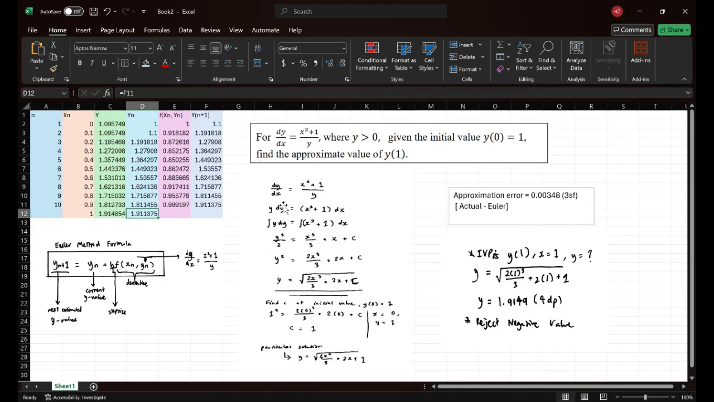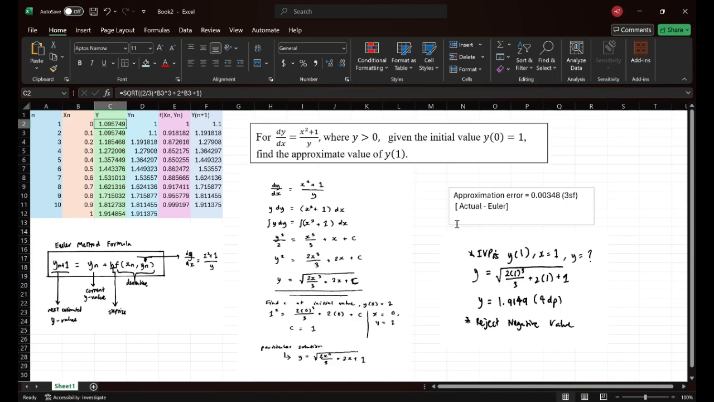Over here, I solved for the exact solution, and the particular solution is y equals the square root of 2x cubed over 3 plus 2x plus 1. I got this when I solved it regularly. To find this value, I plugged in x equals 1, as you can see over here. When I did that in this solution, I got 1.9149 to 4 decimal places. I did this here as well, where I plugged in the value. It's a good way to compare the two.